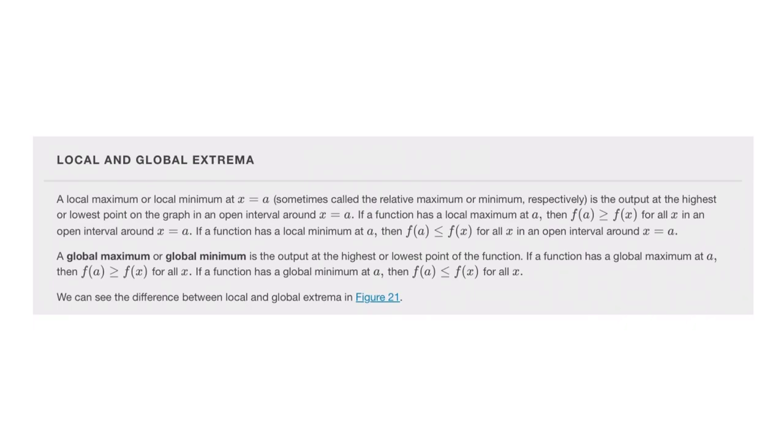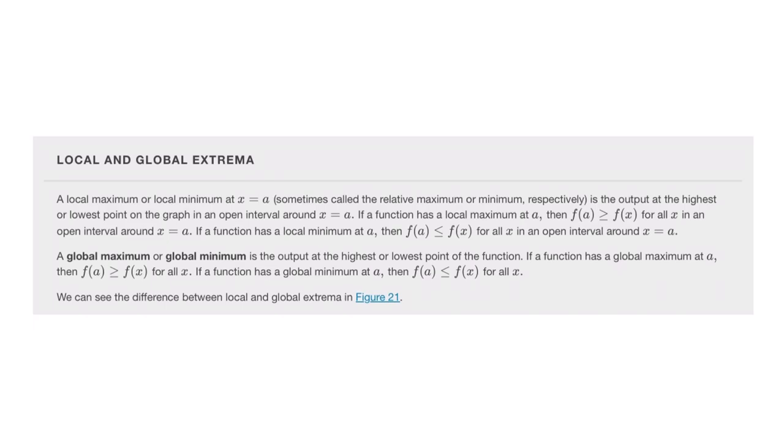So local and global extrema. A local max or a local min at x equals a, sometimes called a relative max or min, respectively, is the output at the highest or lowest point on the graph in an open interval around x equals a. If a function has a local maximum at x equals a, then f of a is going to be greater than all nearby f of x for all x in the open interval around x equals a. If a function has a local minimum, then f of a is going to be less than or equal to all f of x for all x in the open interval. A global max or global min is the output of the highest or lowest point of a function. If a function has a global max at a, then f of a is greater than all f of x for all x. Similar for minimum.